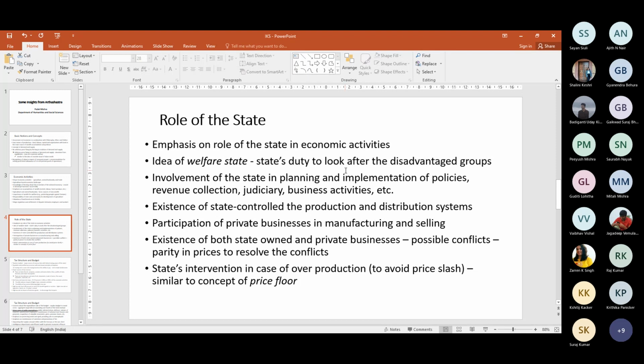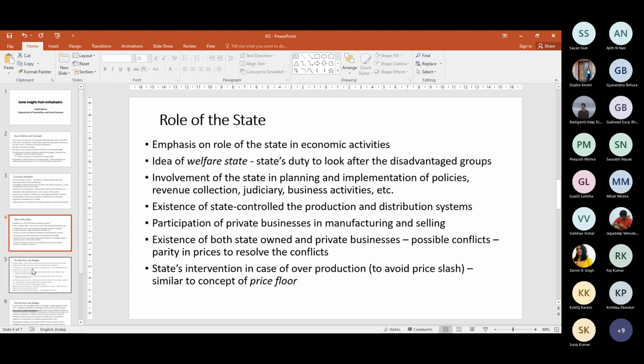Now, in Arthashastra, it was pointed out that state's intervention would be very, very important if there is overproduction, basically to avoid price slash. And similar concept we see when we talk about price floor. So price floor is a very, very important concept what we discuss in today's economics, basically to set a minimum price. And similar mentioning can be seen in Arthashastra as well.